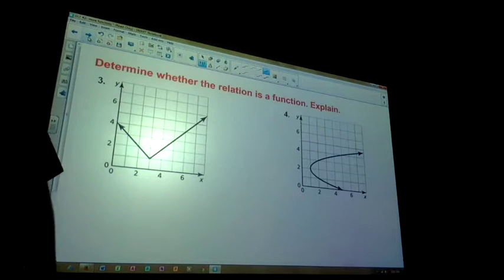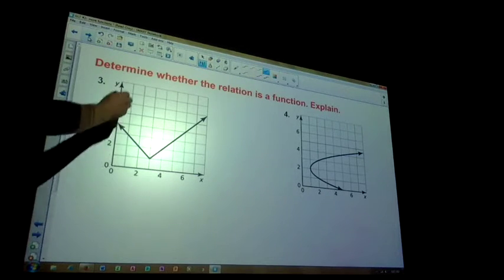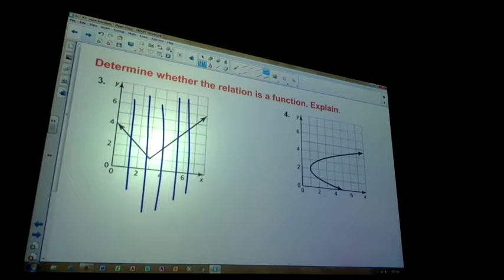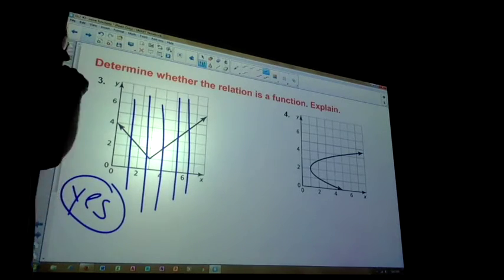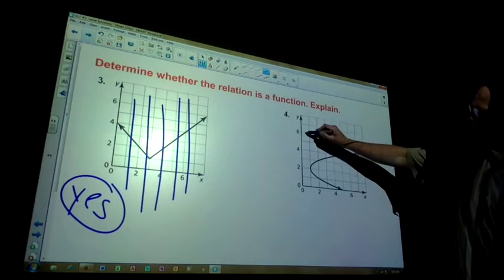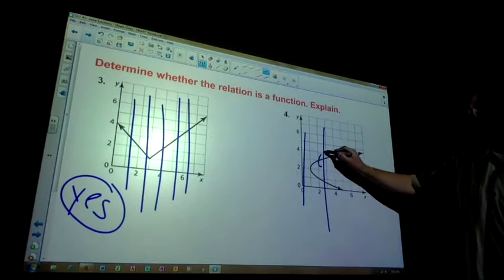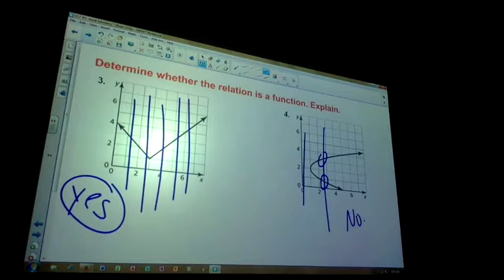All right. Determine whether the relation is a function. First one? If I draw the vertical line test, I draw any vertical line in there, it touches the graph at most once. It won't touch it twice. So yes, the vertical line test passes. Problem 4, excuse me. What if I draw a vertical line out here? It doesn't touch it. But if I draw it right here, look, it touches twice. So no, it does not pass the vertical line test.